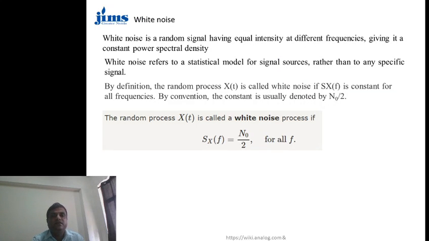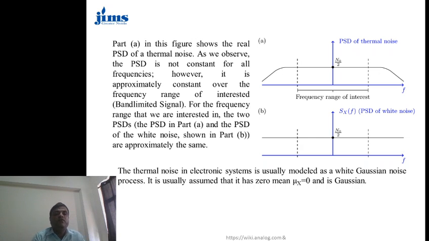Then the white noise. Basically, white noise in a system has equal intensity at different frequencies. That's why it is called white noise. White noise refers to a statistical model for a signal source rather than to any specific signal. By definition, a random process is called a white process if S_X(f) equal to N0 by 2 for all f. If this condition is satisfied, then the random process is called white noise. See this particular diagram.